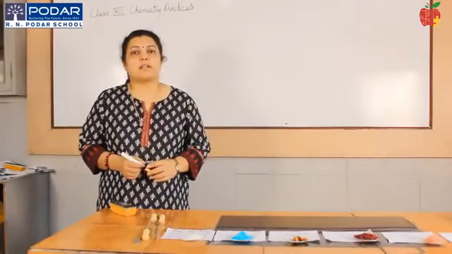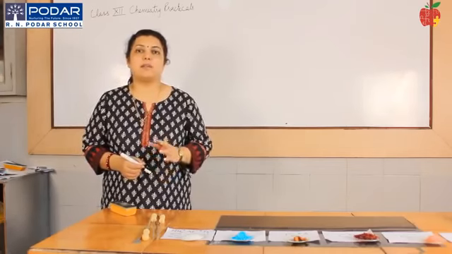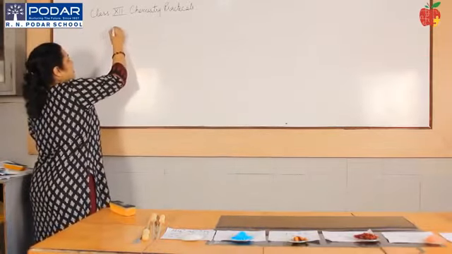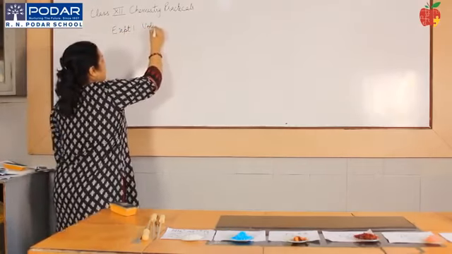The weightage of chemistry practicals is 30 marks. Out of 100, 70 is your theory and 30 is your practicals. Your practicals are divided into 4 categories or 4 experiments. Your experiment number 1 is your volumetric analysis.